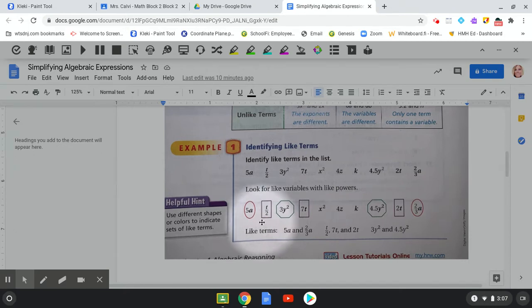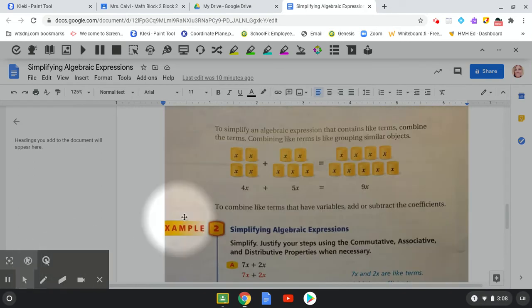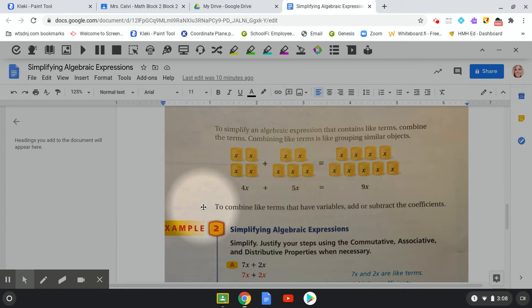You're going to either use shapes or color coding to tell me which ones are like terms. Okay? Now, once we have identified like terms, one thing that we are going to start doing is combining like terms. So for example here, they have 4x plus 5x's. Because these are like terms, like apples and apples, we can combine them together. We can add them together to get a total of 9x.